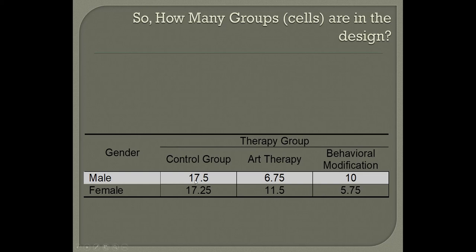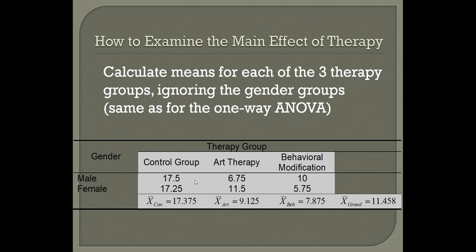Here we see inside of the cells are hypothetical values for the dependent variable, classroom disruptive behavior. We would call those the cell means. So the cell means are inside of the design, whereas the marginal means would be the main effects.